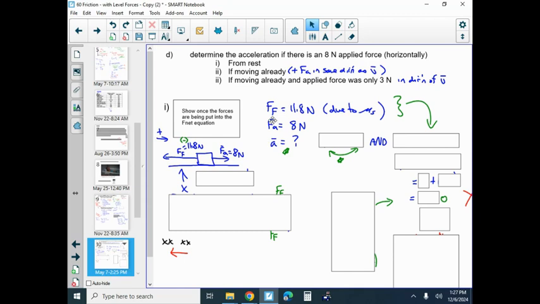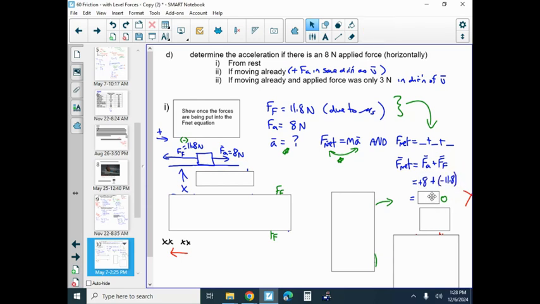Okay, so the trick to watch for here, right? If we apply an 8 Newton force onto this thing from rest, analyze that. So we've got friction. The static friction force was calculated to be 11.8. The applied force is 8. And we're looking for the acceleration. So as usual, we're looking for acceleration, so let's work with F net, right? F net is all the stuff added up. So we've got F net equals the applied force plus the friction force.